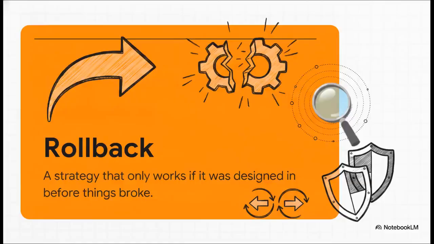Okay, let's dive into this. The only real answer to this nightmare scenario is a rollback. But here's the absolutely critical and honestly often overlooked part. A rollback only works if it was intricately designed into your system before things broke. You simply cannot invent it during an outage. There are two main strategies that make this possible.